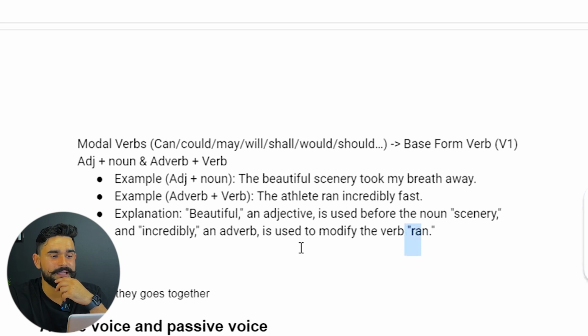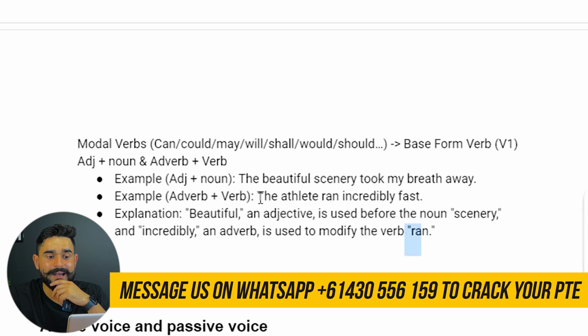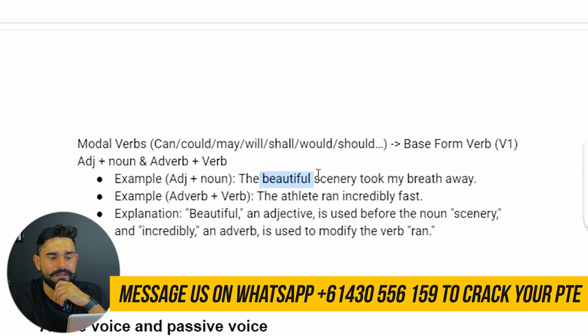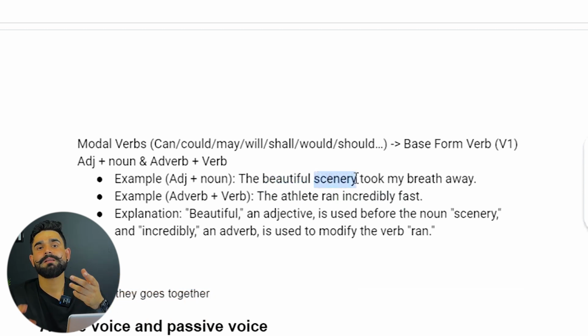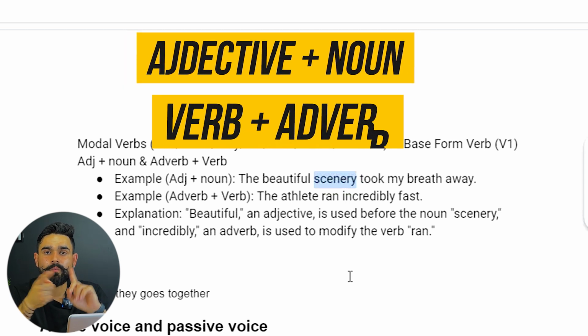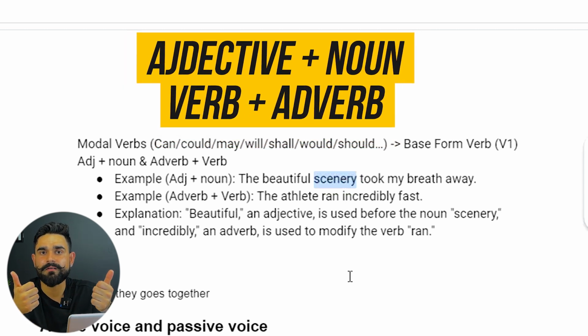And guys, in the second one, adverb plus verb: the athlete ran incredibly fast. Over here, ran is a verb and incredibly is an adverb. And in the first one, beautiful is your adjective and scenery is your noun. So usually adjective comes with noun, and your verb and adverb come together. These are just the basic rules of grammar, guys.